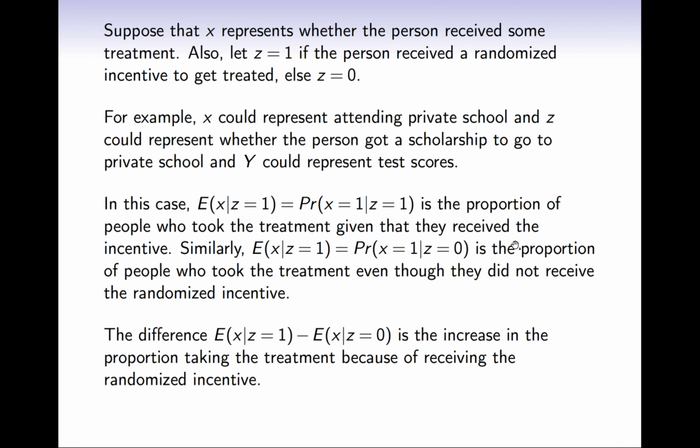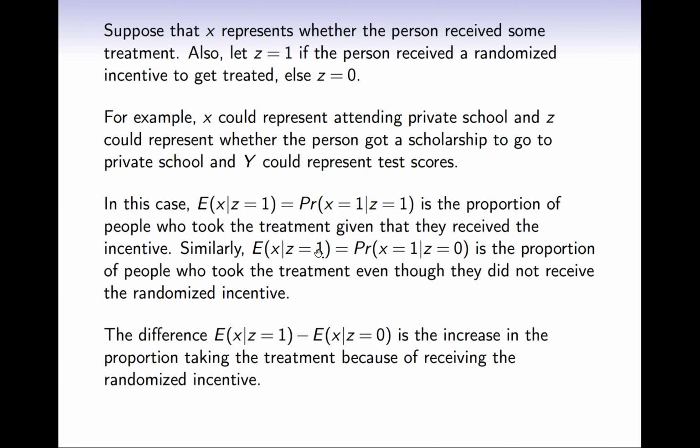Okay, so X here represents whether the person received the treatment. So that would be like attending private school. And Z equals 1 is if the person received the randomized incentive. So let's say the voucher. And then Y would be test scores. So E of X given Z equals 1, if X is also discrete, then that equals the probability that X equals 1 given Z equals 1. So this is the proportion of people who took the treatment when they received the incentive.